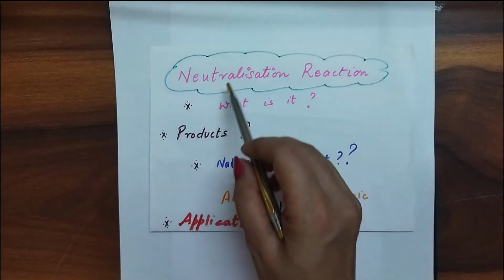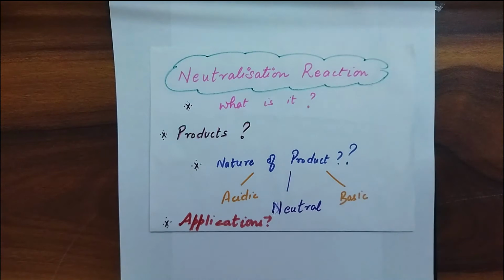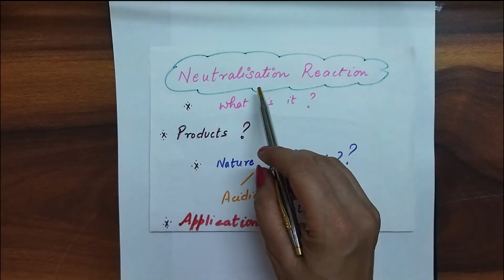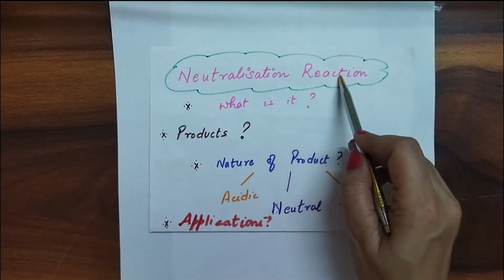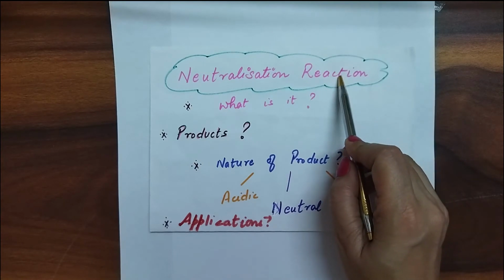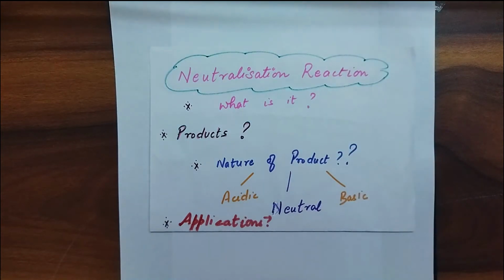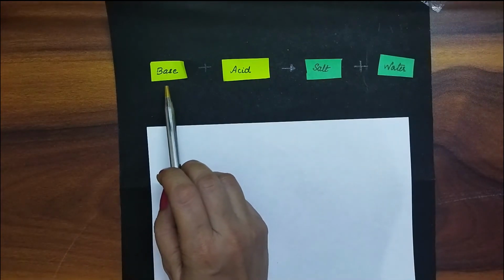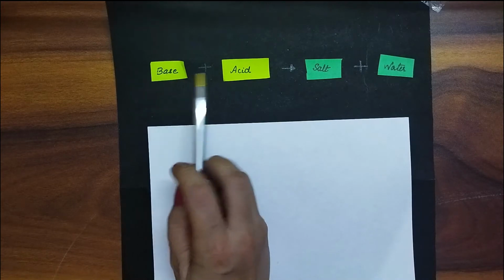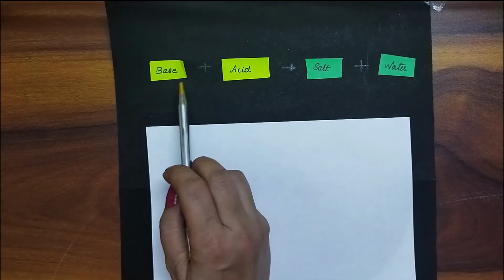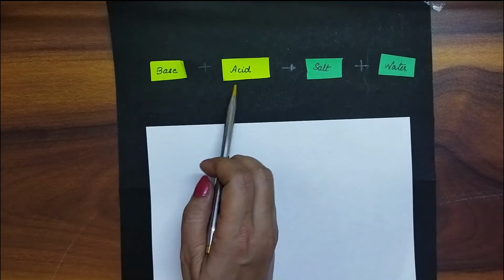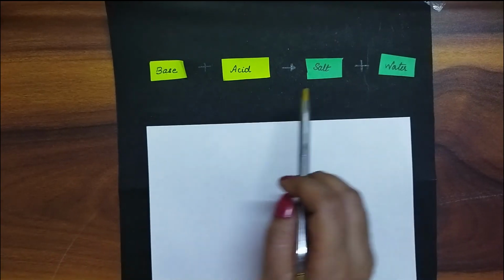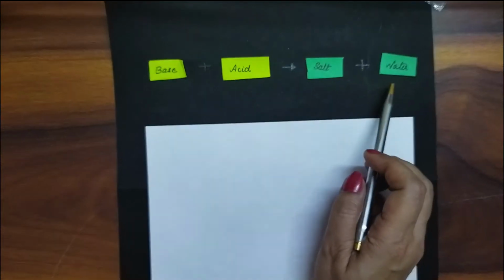So neutralization reaction is also working on a similar kind of thing, where we can say that neutralization reaction is a reaction where the two reactants are trying to cancel each other's effect. Now what are those two reactants? In a neutralization reaction, a base and an acid react together. That means these two are the reactants and the products formed are salt and water.